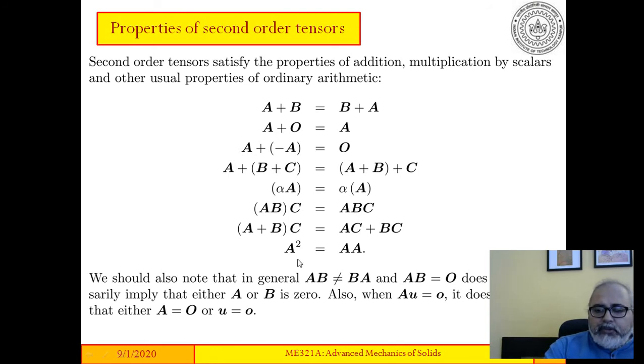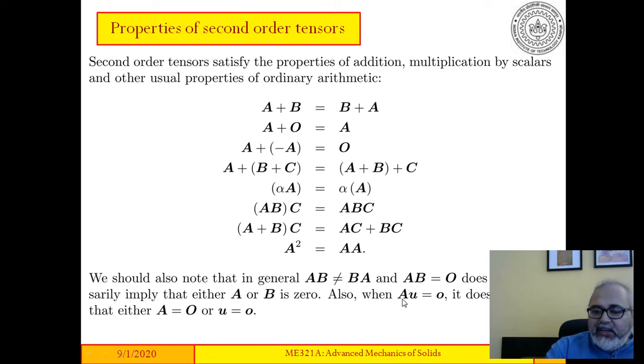And you must note that these are similar to what you had learned for vectors, except that there are a couple of important differences that you should know. Firstly, A times B is not the same as B times A. A times B is generally not the same as B times A, and A times B equal to 0 does not necessarily mean that A is equal to 0 or B is equal to 0.